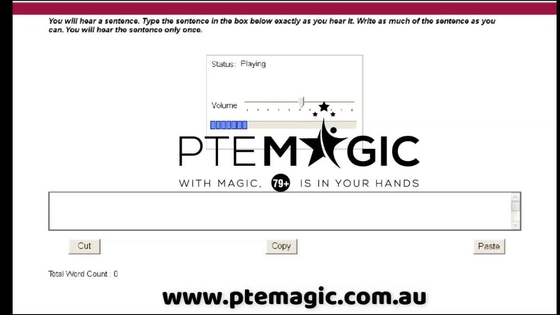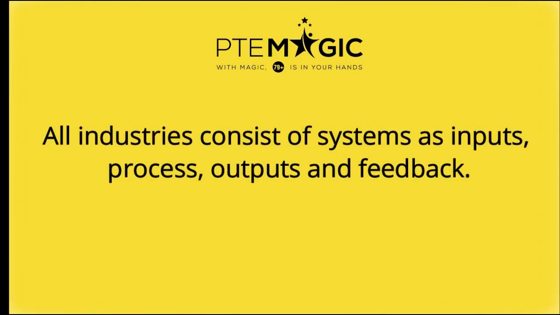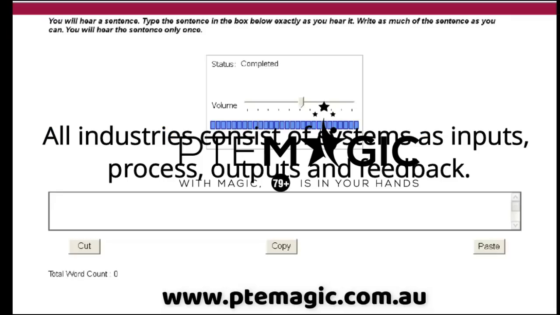All industries consist of systems as inputs, process, outputs and feedback.